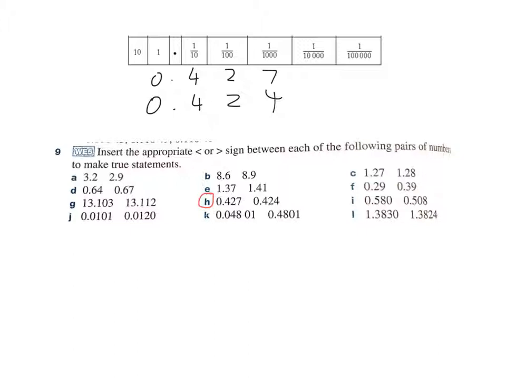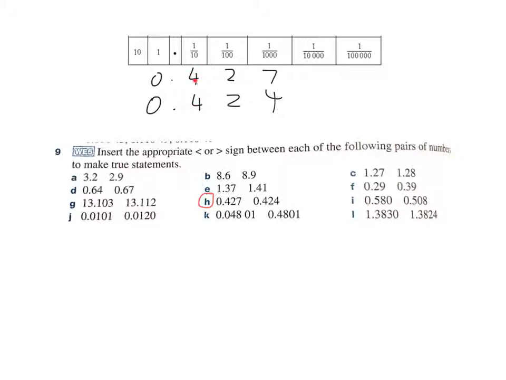So if we need to find out in this case if 0.427 is greater or less than 0.424, all you need to do is compare the place values of both numbers, but making sure you compare the same place value. In this case, the first place value is the ones or the units, so in which case they're both 0. So at the moment they're equal. So now you have to move over to the next place value, which is the tenths. Now in this case, the tenths for both numbers is the number 4. So far they're still equal.